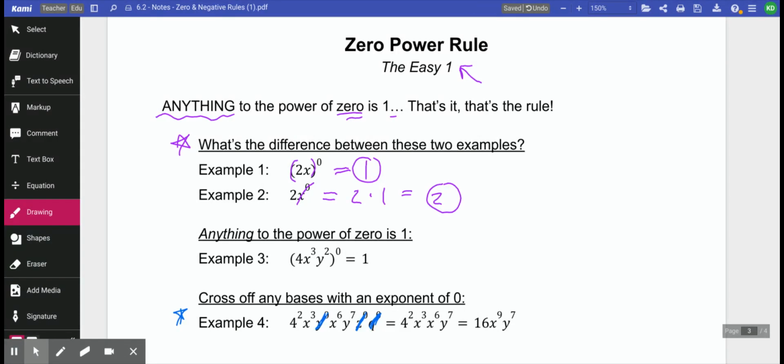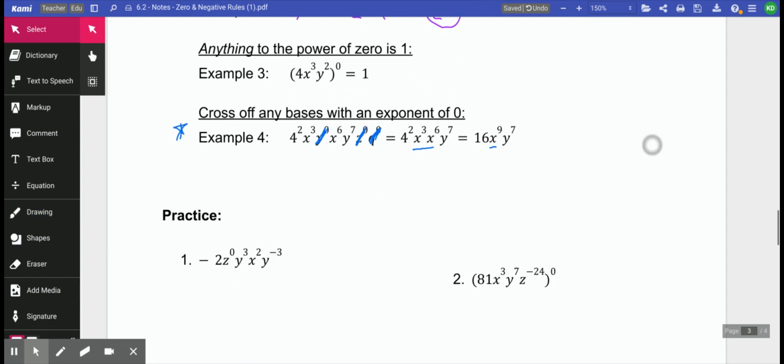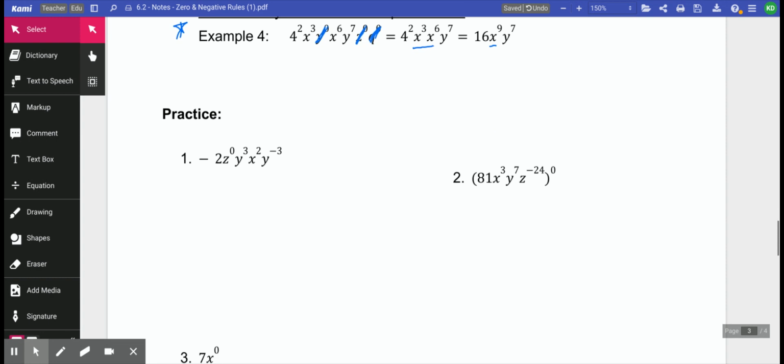Here's an example that's a little bit busier. There's a whole lot of bases with a whole lot of exponents. The first thing I'm going to do is cross off any bases that have an exponent of 0. So I look at 4 squared, x to the 3rd, y to the 0, cross it out. x to the 6th, y to the 7th, z to the 0, q to the 0. Just cross those out. Now this is looking a lot easier. We got 4 squared, which we can write as 16. We got x to the 3rd and x to the 6th, which we can write as x to the 9th. We can do a little bit of simplifying.